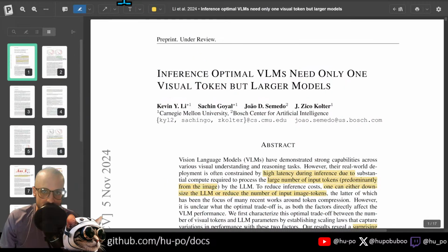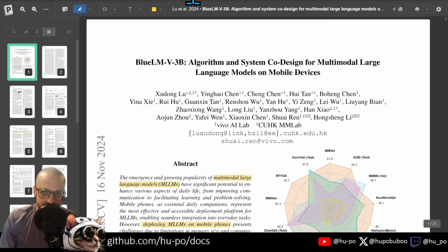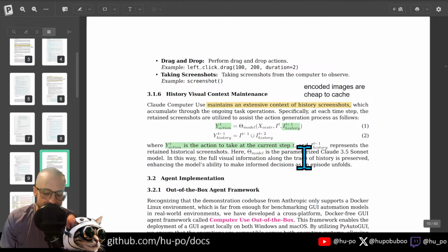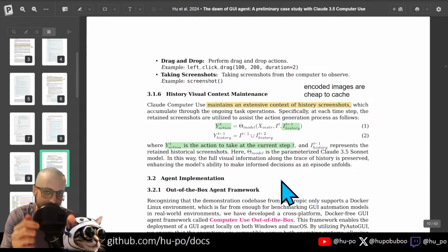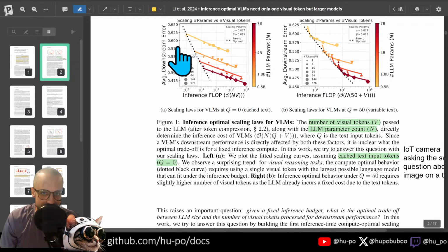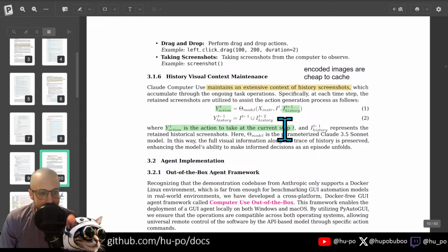So the same way that you can cache the text input tokens, you can do something similar with the history. Rather than storing the history in raw image frames, you can store it in text tokens or in vision tokens, and that actually becomes cheaper. So this is another reason to use fewer visual tokens: you can effectively cache a longer history for these GUI agents. Y action is the action to take at current step T.